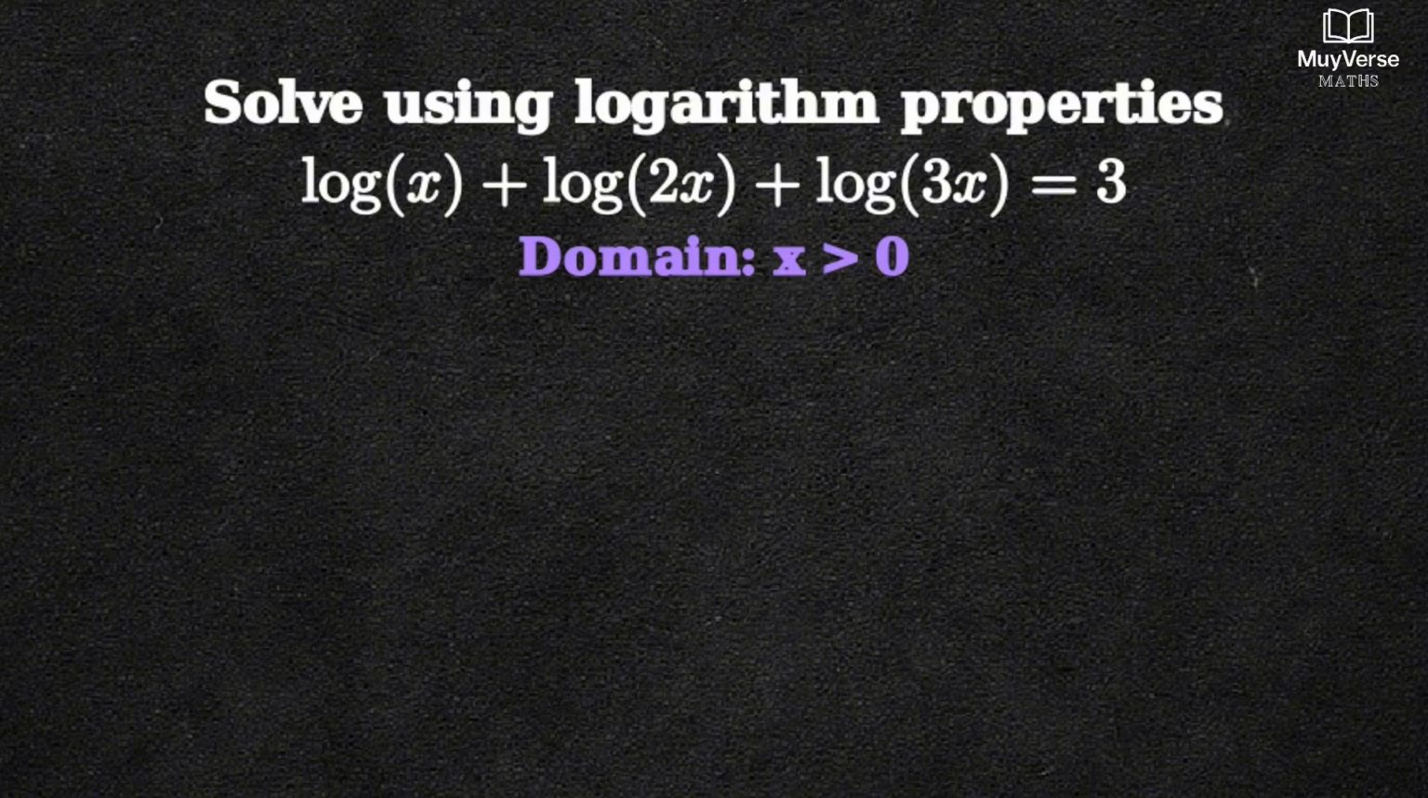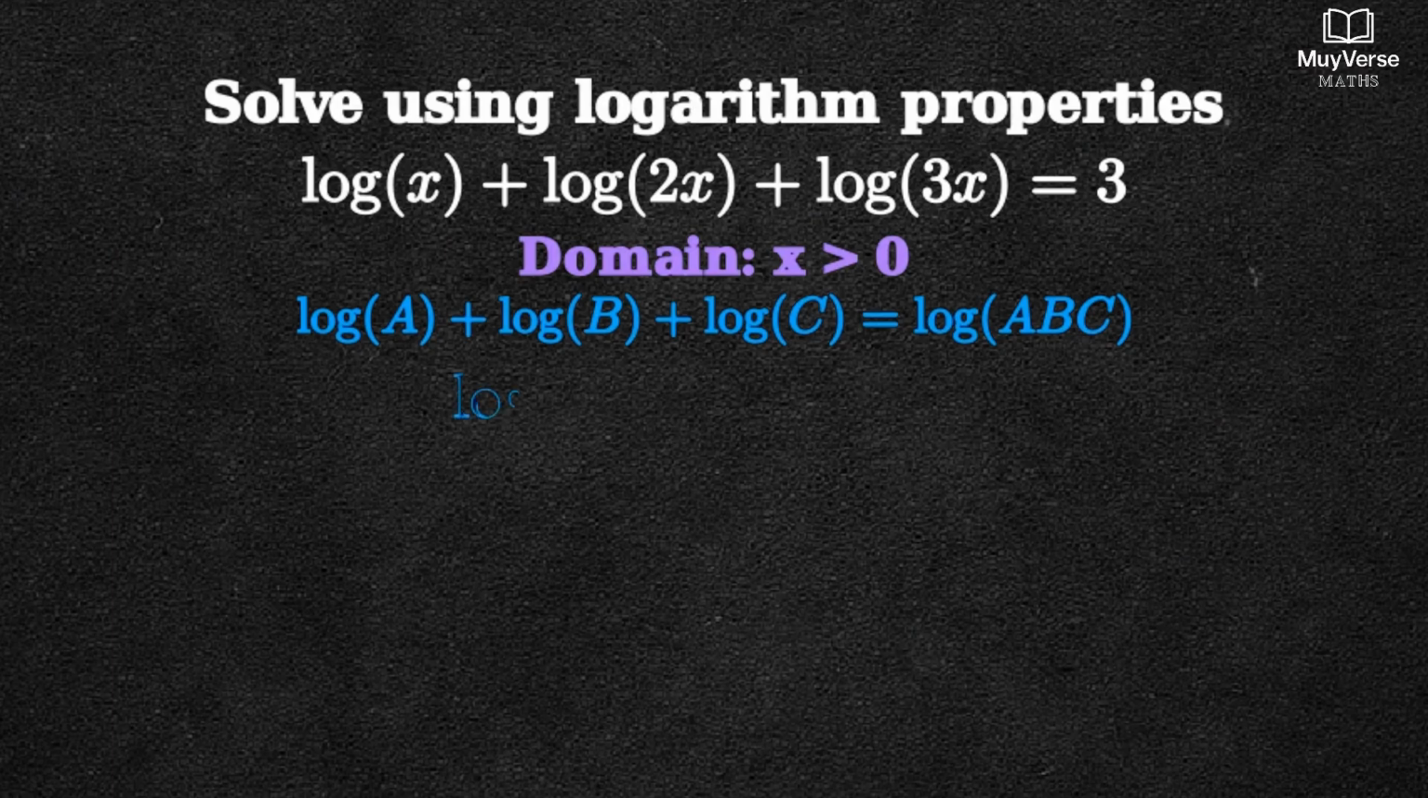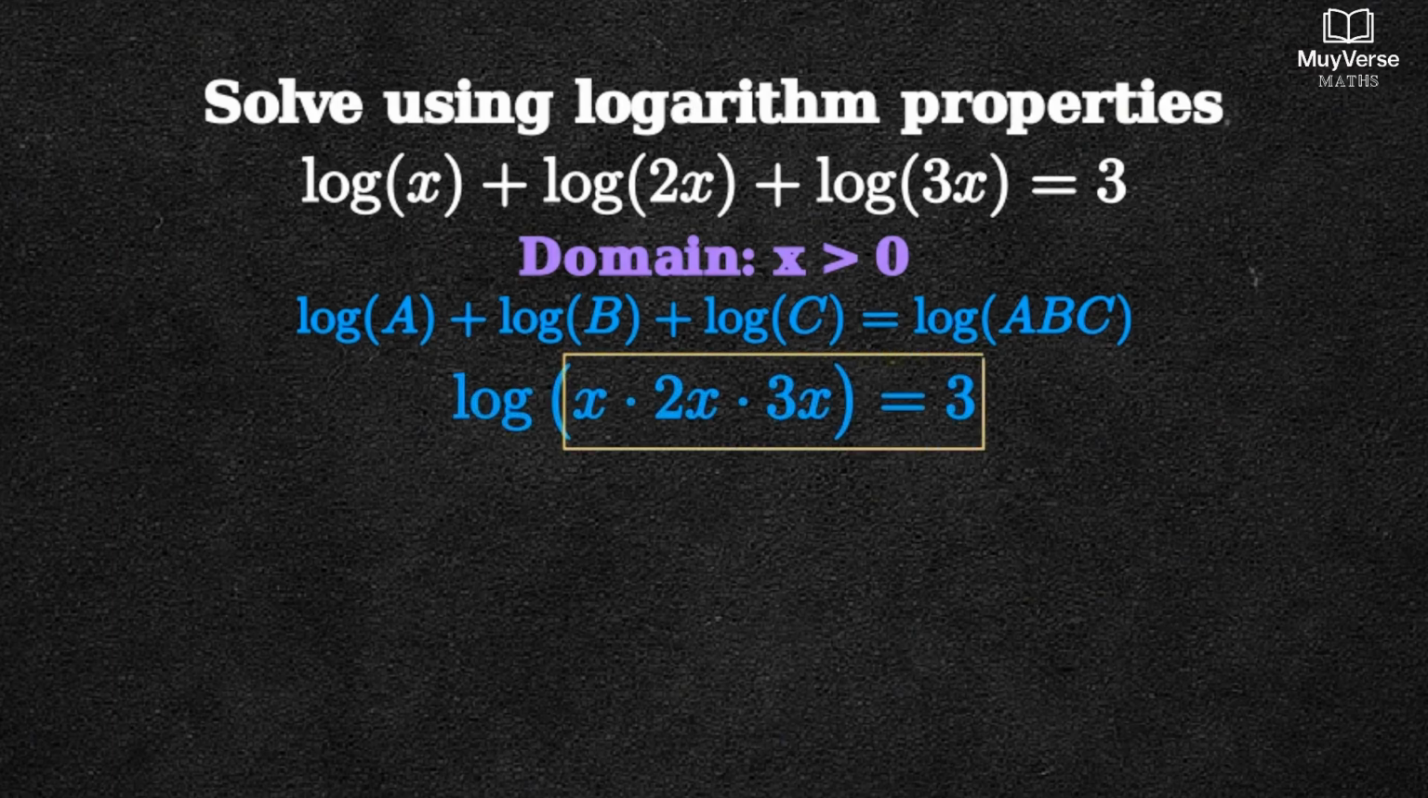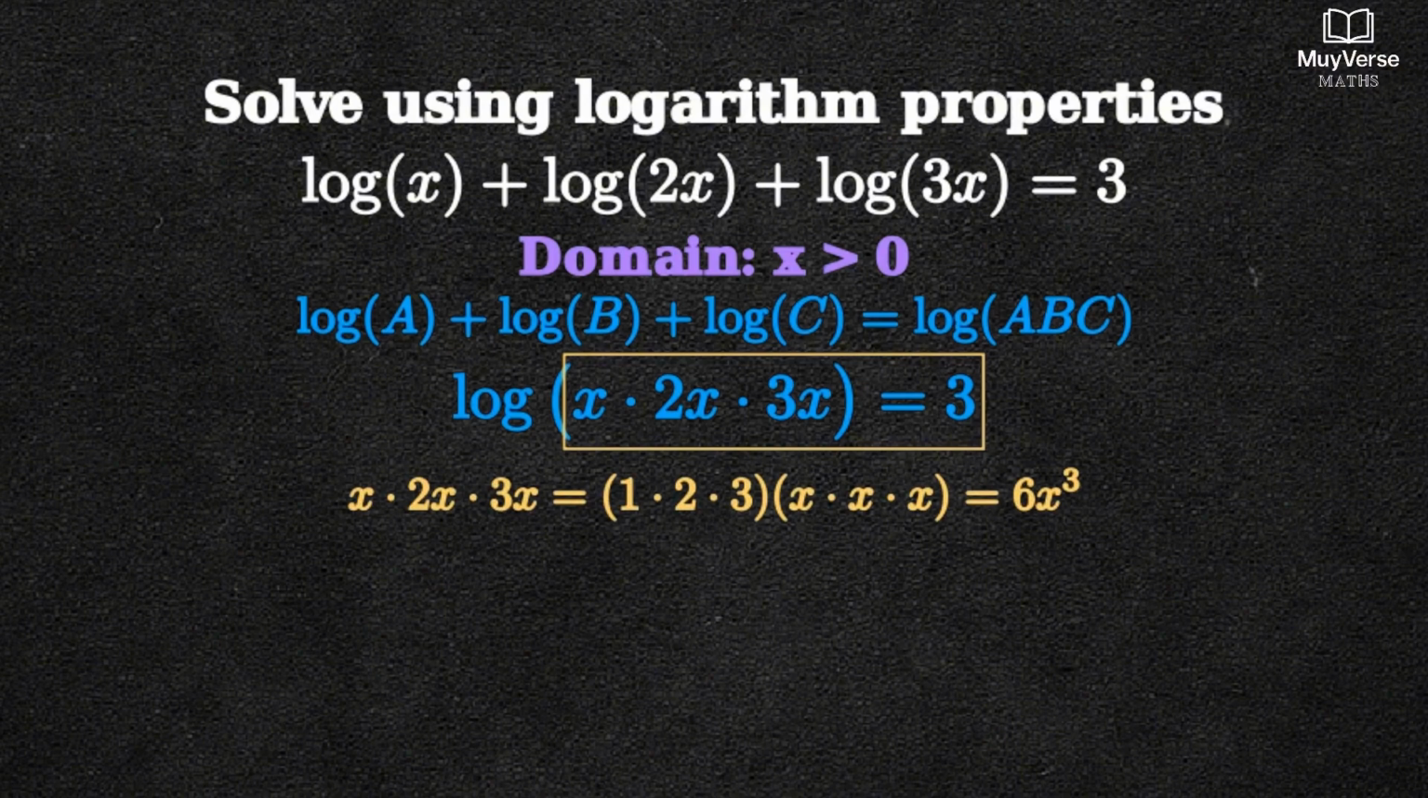Step 1. Use the product rule. For logarithms, the sum of logs equals the log of the product, so we combine into a single log. Step 2. Multiply the factors inside the logarithm. x times 2x times 3x equals 6x cubed. So we get log of 6x cubed equals 3.